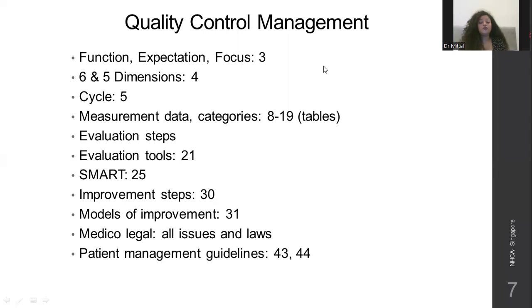So what is the full form of SMART? Page number 25. Evaluation tools, 21 onwards. Different tools of evaluation. Some graphs and all are given.